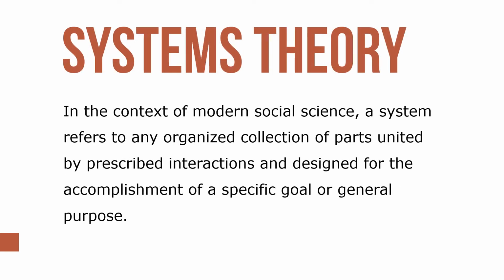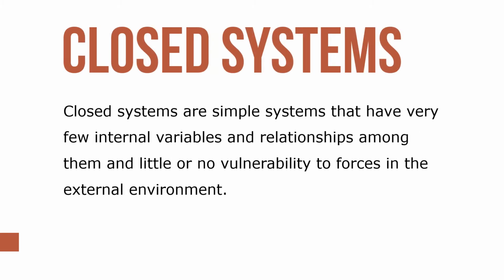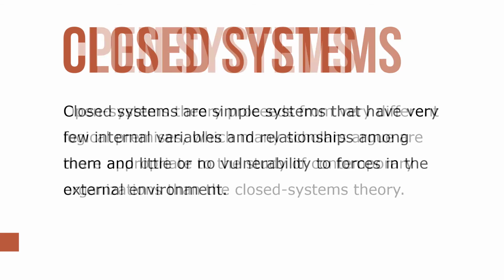In the context of modern social science, a system refers to any organized collection of parts united by prescribed interactions and designed for the accomplishment of a specific goal or a general purpose. Closed systems are simple systems that have very few internal variables and relationships among them and little or no vulnerability to forces in the external environment.